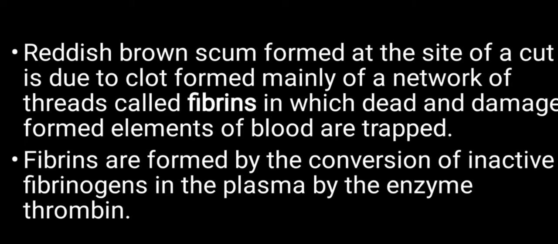And these fibrins, where did they come from? These fibrins are formed by the conversion of inactive fibrinogens in the plasma, with the help of the enzyme called thrombin. So the enzyme thrombin converts the inactive fibrinogen to active fibrins, and this helps to form a clot by forming a network of threads.